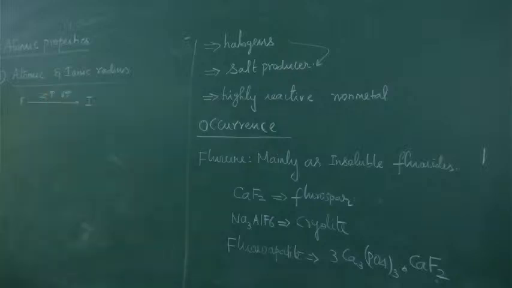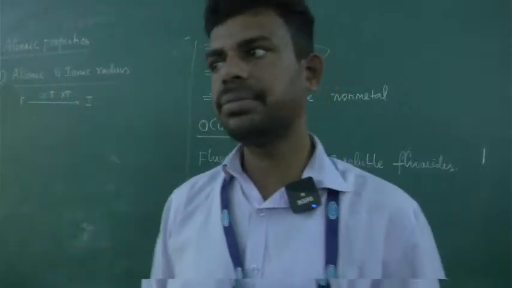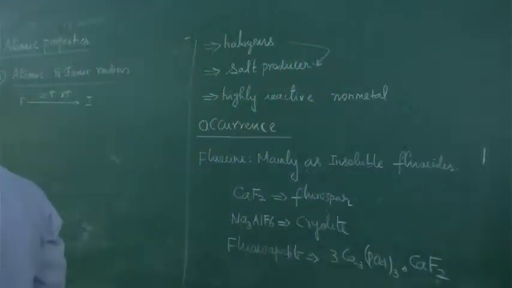Down the group, radius also increases because the number of shells is increasing. Number of shells increases, so atomic or ionic radius increases down the group. Is it clear? Down the group, radius is always going to increase. This is the exceptional criteria: the smallest size is in fluorine, the largest size in iodine. Is it clear? Astatine is a radioactive element, so it is generally not discussed for radius. Is it clear? So this is a point.